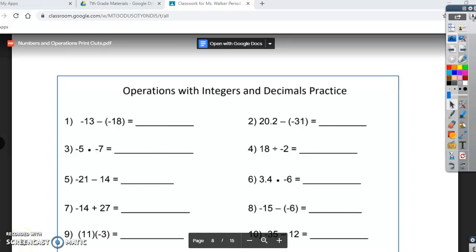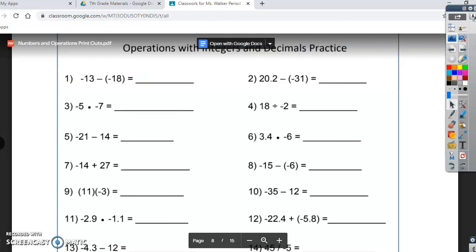Hey everyone, today we are going to review operations with integers, okay? So when we do this, remember you're going to have a quiz over adding and subtracting integers and decimals, and then eventually we'll have one over multiplying and dividing. I don't want you to get confused.